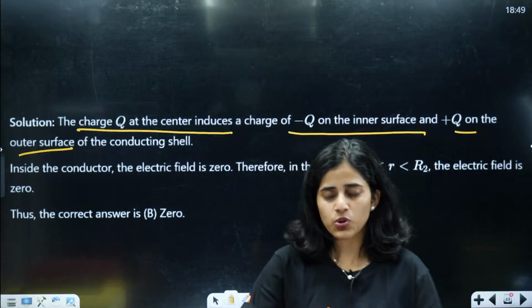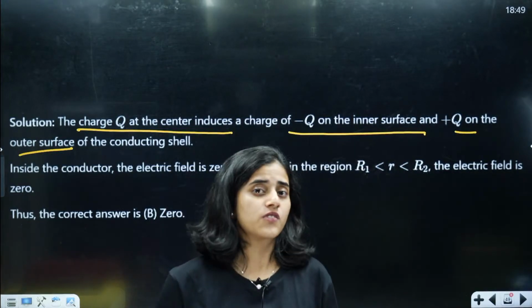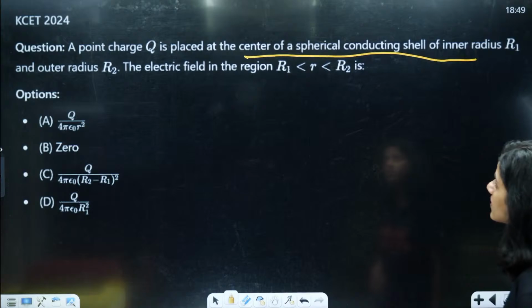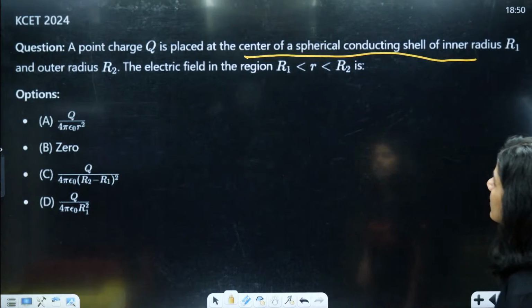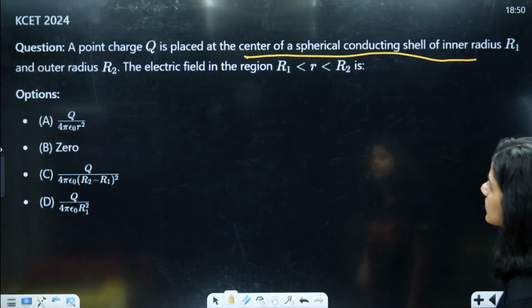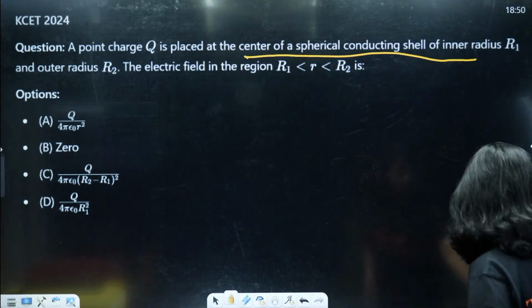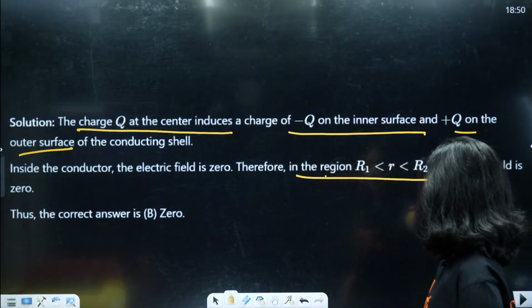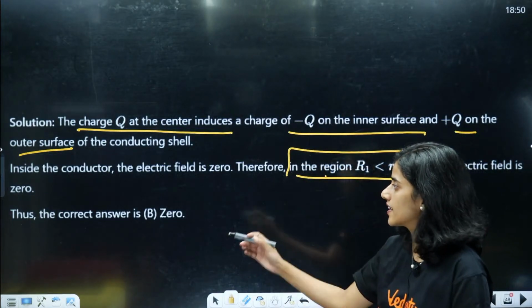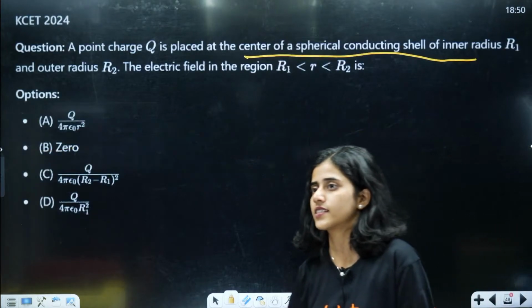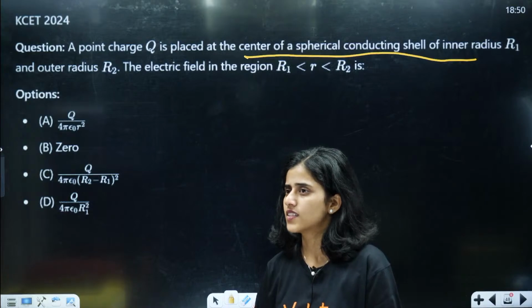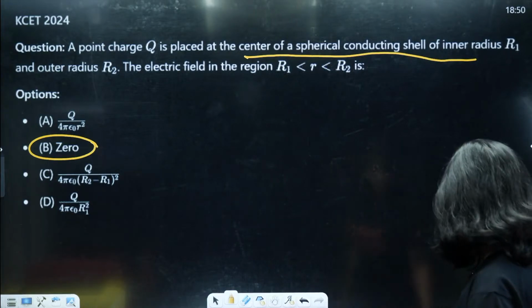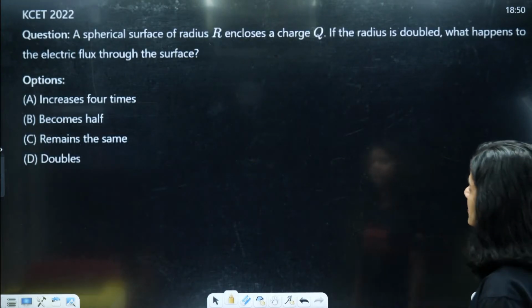As I already mentioned, if you have a conductor, charges are always present on the surface of the conductor. Inside the conductor, the charges are 0. So here the question is the electric field in the region R1 less than R less than R2, which is basically inside the conductor. It will be 0. Yes, Gautam and Shivan, the answer is B. There is no charge inside a spherical conductor. Let's move on to the next question.